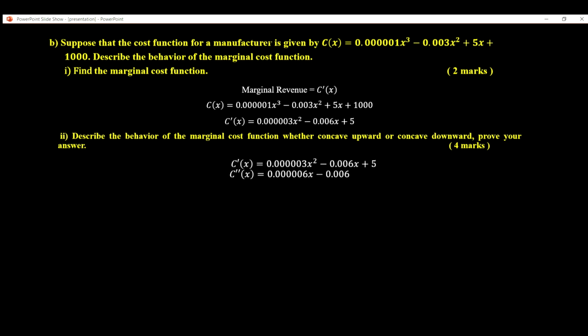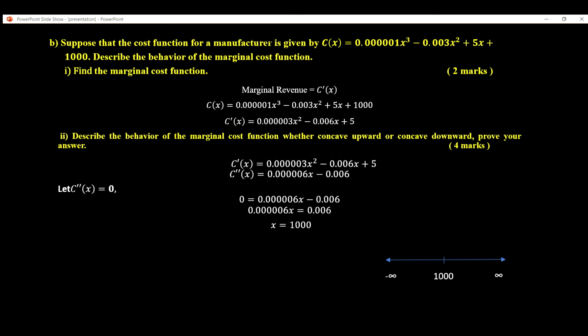So we got a second derivative which is equal to 0.000006x minus 0.006. At the stationary point, we set the second derivative equal to 0, so we get x equal to 1000. So 1000 is a critical point for the graph. Again, we plot this critical point on the number line and create a sign chart.